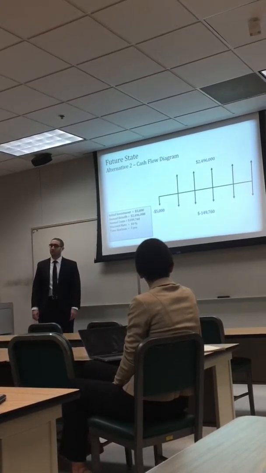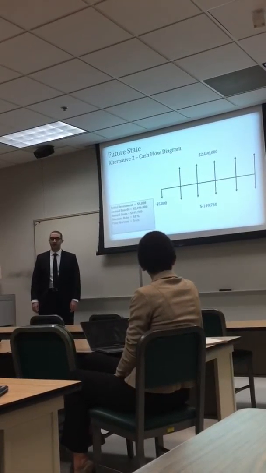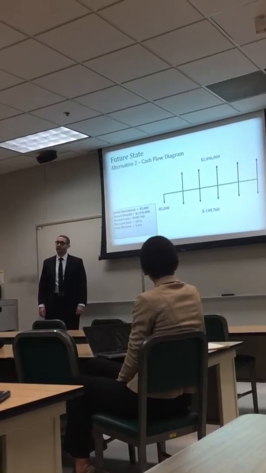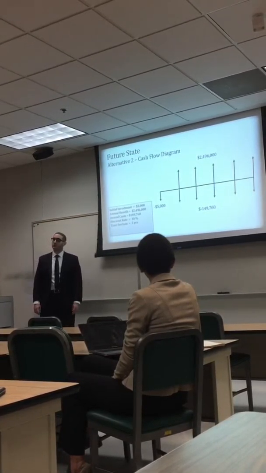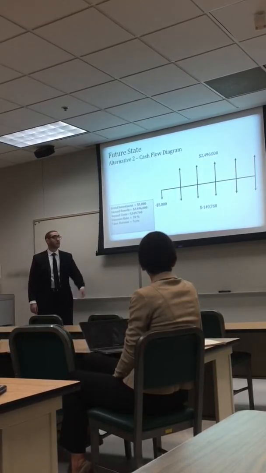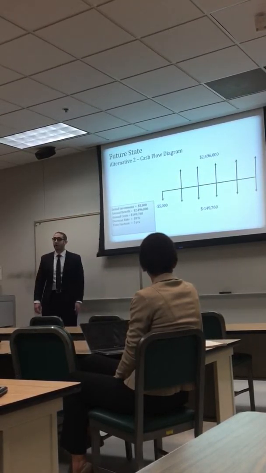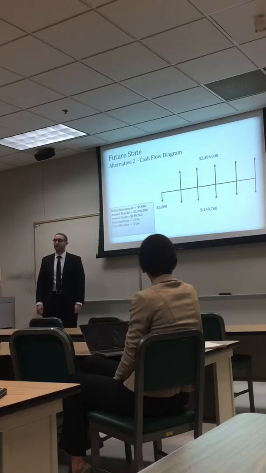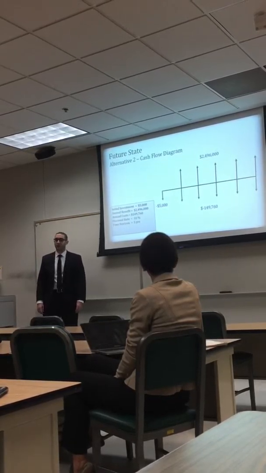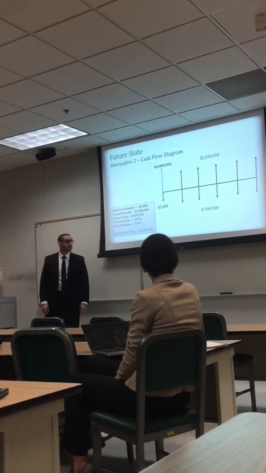Then we created a cash flow diagram for alternative 2 with an initial cost of $5,000 for buying new machines, an annual cost of around $150,000 of worker salary, and an annual benefit of around $2.5 million with an increased production. Over a 5-year horizon, the net present value would be around $8.9 million.